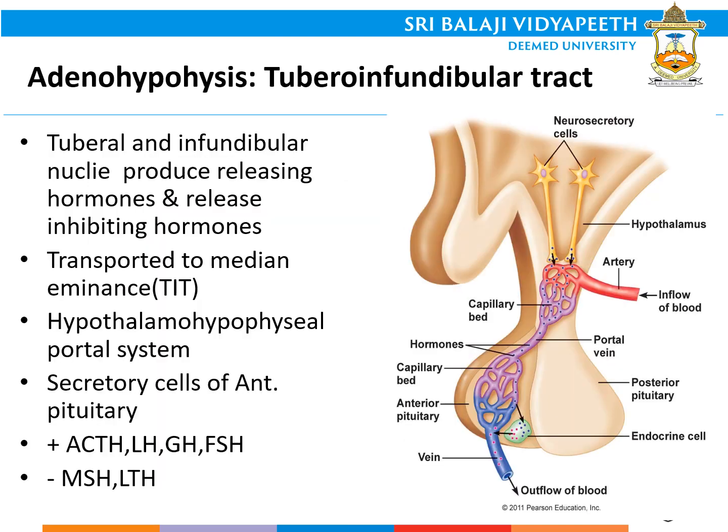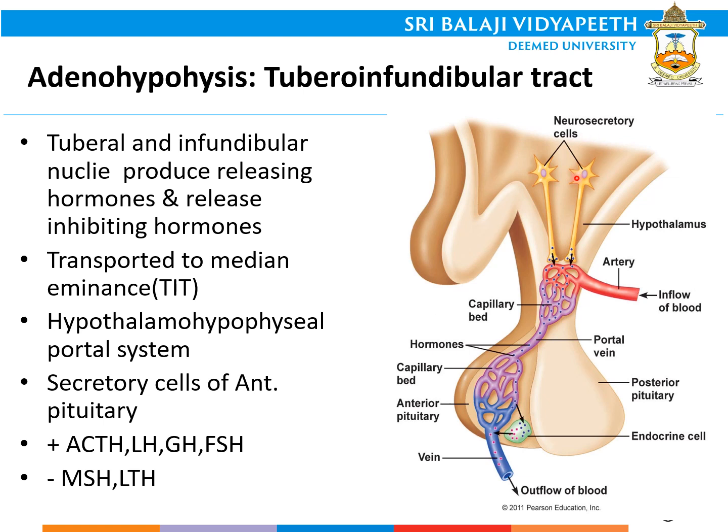Next, you have the adenohypophysis. You have a tract which is called the tuberoinfundibular tract. Here the tuberal and the infundibular nuclei produce substances which are called releasing hormones and release inhibiting hormones.